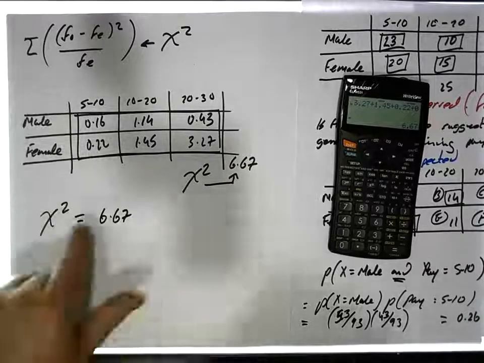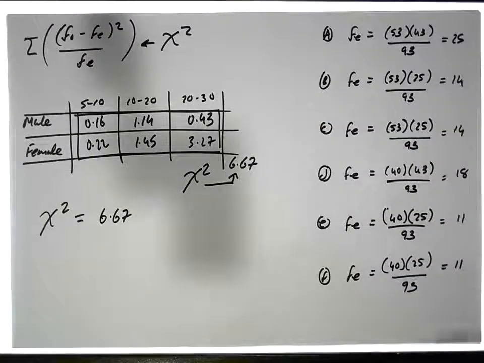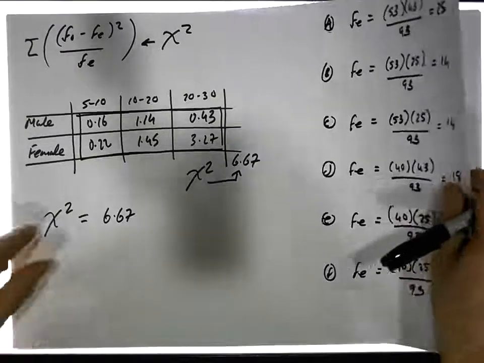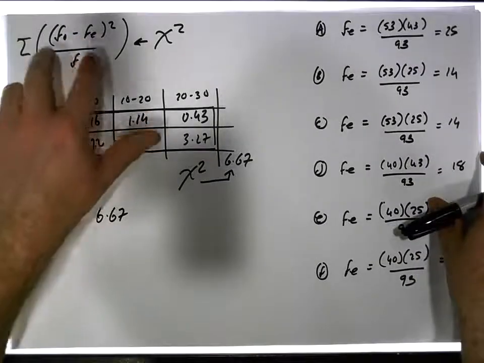And now the question we should have is, how big is that? Is that big enough to be different? Different to what? If there was no difference, we should have zeros here between the observed and the expected. Okay? So let's do the hypothesis test now.